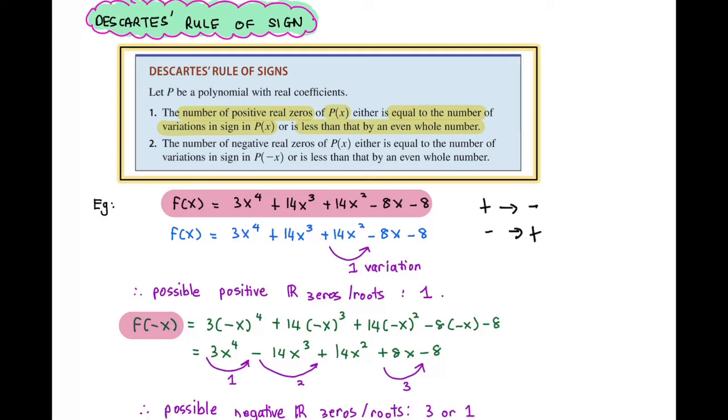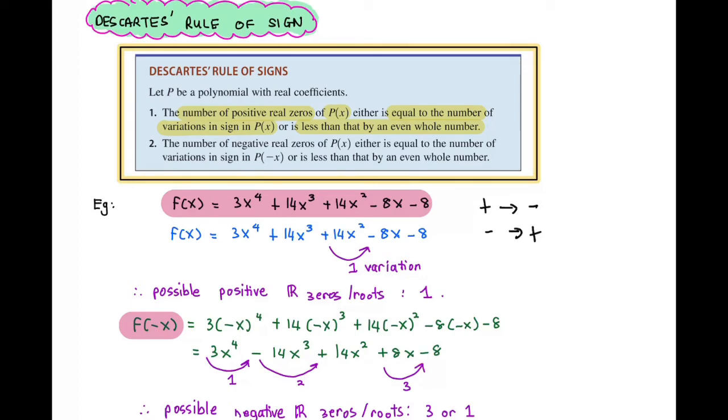So whenever you see x, let's substitute it with -x. And let's solve this. (-x) to the power of 4, this becomes positive. (-x) cubed, this becomes negative. (-x) squared, this is still positive. (-x) times -8, this will change, become plus. Minus 8, just leave it like that.